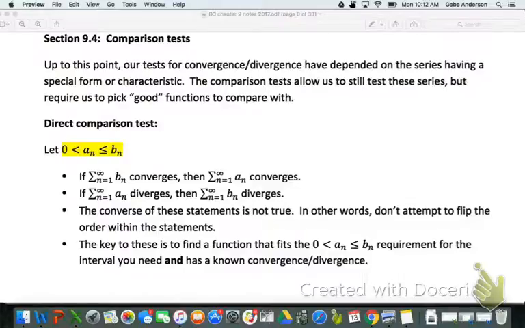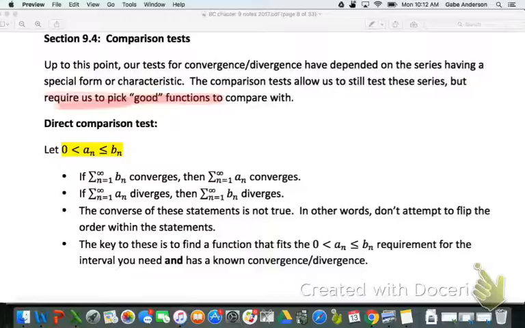So the comparison test literally is what you think it is. We're going to compare, right? We're going to have one function, we're going to compare it to another one, and we're going to use that comparison to decide what happens with our original series. Really, it's going to require us to pick a good comparison, and good is in quotations there because who knows what that means at this point. It can mean lots of different stuff. But let's focus on the nuts and bolts of the comparison test, and then we'll do some examples.